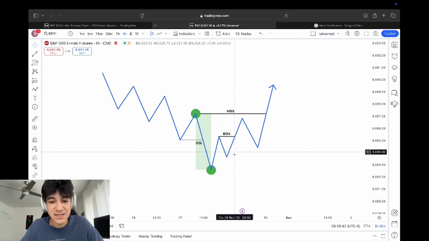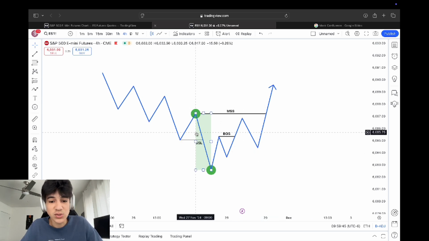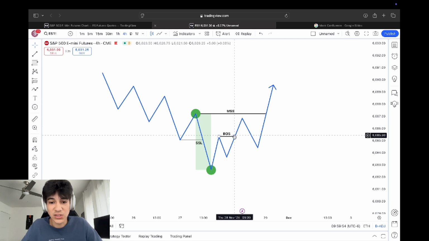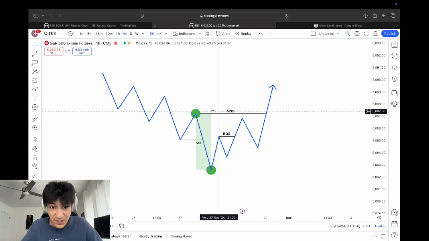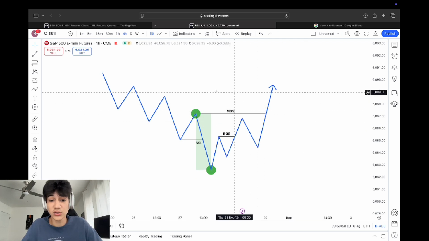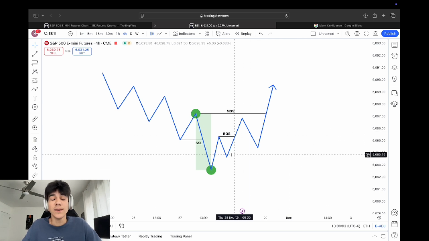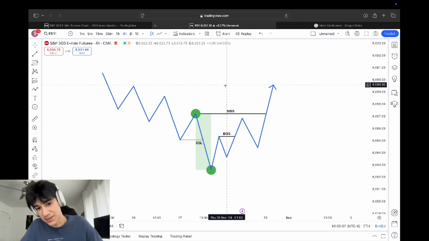But in this example, you can see that we don't sweep out any liquidity. This manipulation leg has not been closed above. And that's the difference between a break of structure and a market structure shift: the market structure shift is more reliable because price has to manipulate even more to get back up into this range.